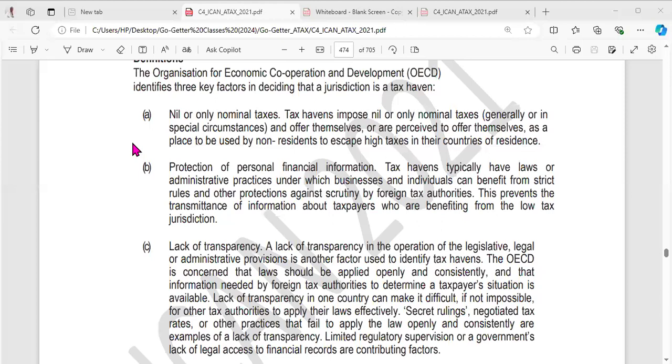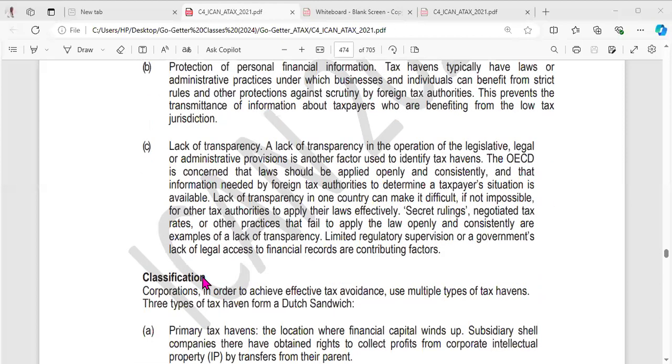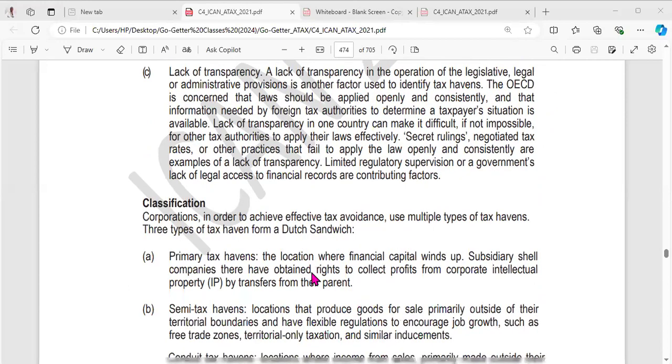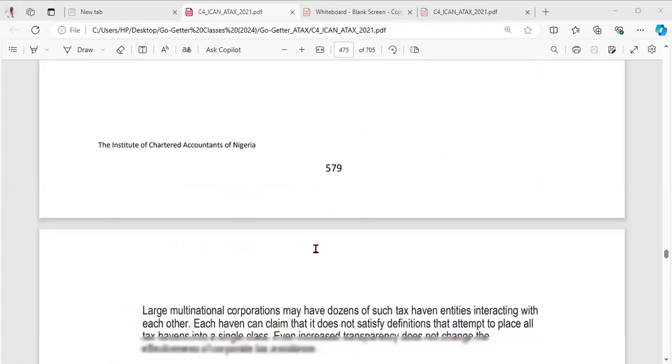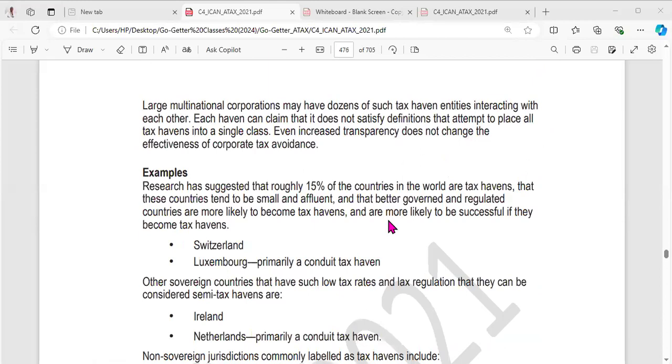Secondly, the protection of personal financial information. They don't go into tax treaties, because when you go into tax treaties, double taxation agreements, you will share information. But they won't go into that. They protect the personal information of the people within their tax jurisdiction. Then there's a lack of transparency. It is difficult to know what is going on there because of the lack of transparency in that organization or in those places. Okay, so that's it. Examples of tax havens, most of them are in the islands.